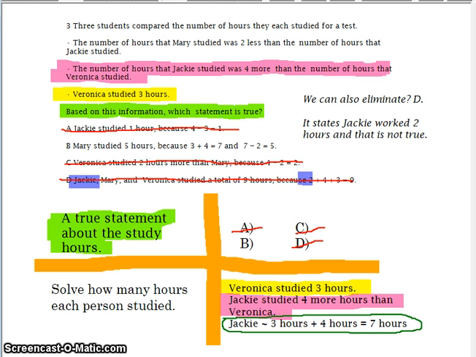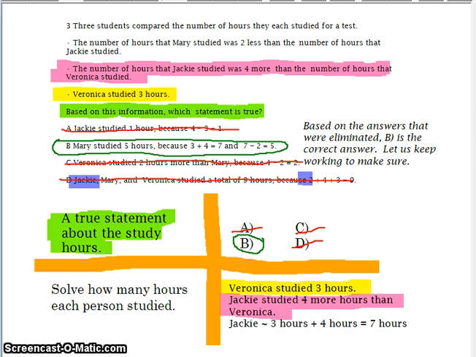We also can eliminate answer choice D because in answer choice D it states that Jackie studied 2 hours, and we know that's not correct because when we tabulated the problem, we know that Jackie studied 7 hours, so we're able to eliminate D as well. The only answer choice I have left is B. Mary studied 5 hours because 3 plus 4 is equal to 7 and 7 minus 2 is equal to 5. But let's keep working the problem out just to make sure that answer choice is correct.